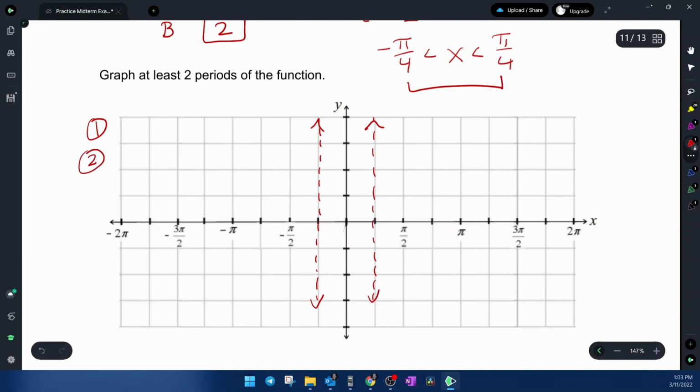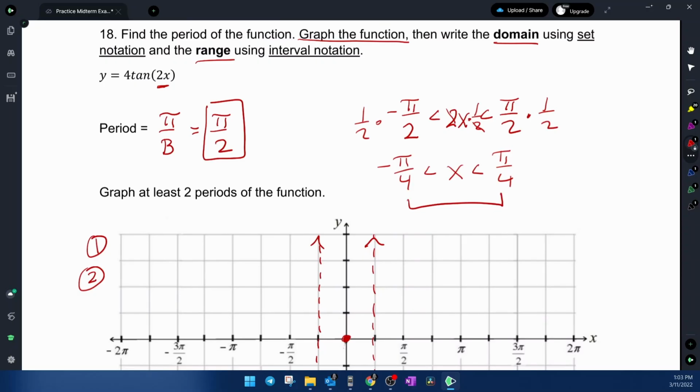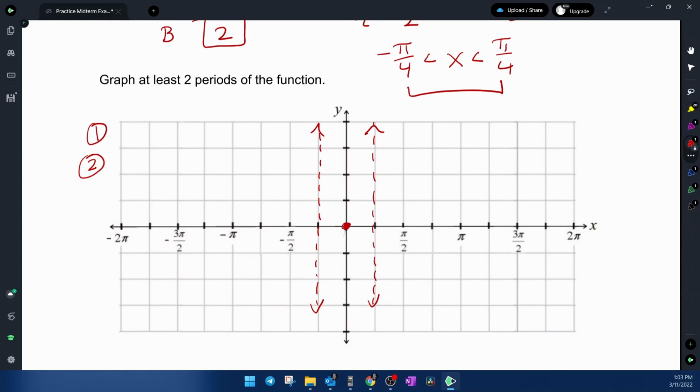Step number 2 says that you're going to have an x-intercept halfway between the asymptotes as long as there is no vertical shift, and we can see that there is no number added outside of the angle, outside of the trig function, so therefore there is no vertical shift, so the x-intercept will be halfway between the asymptotes.